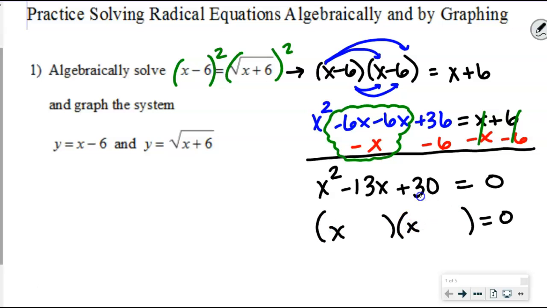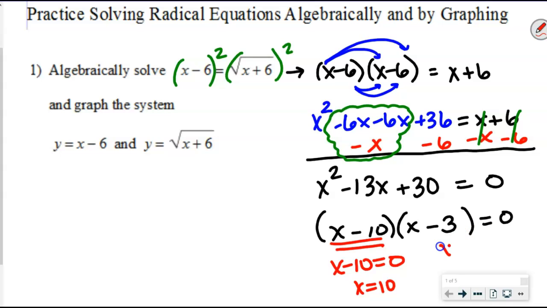So I'm looking for 2 numbers. The back numbers have to multiply to positive 30. You need your arches to add up to negative 13. So a good combination there would be a negative 10 and a negative 3. But don't forget to solve. So if you were to solve each of your factors, here you would get x minus 10 equals 0, so x equals 10. And then here you would get x minus 3 equals 0, or x equals 3.